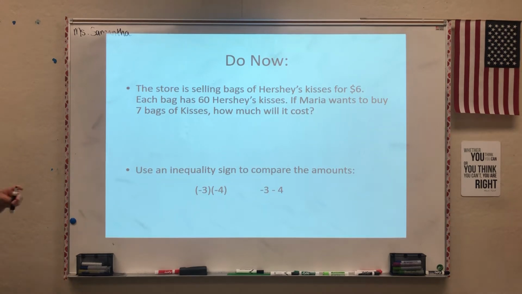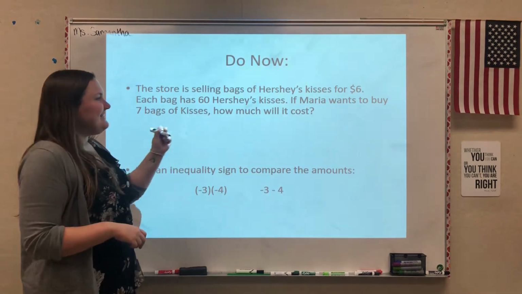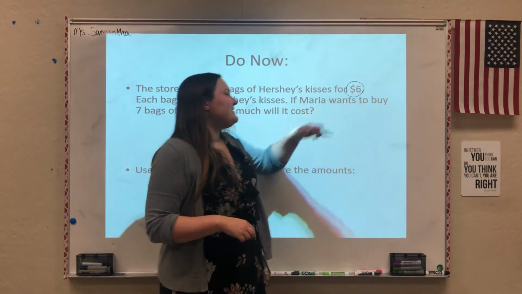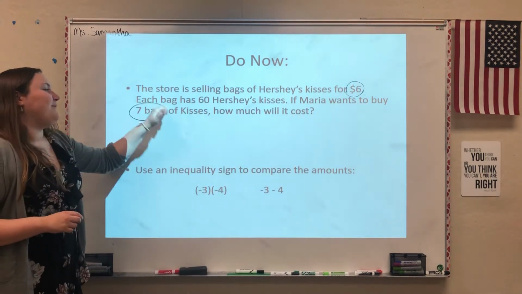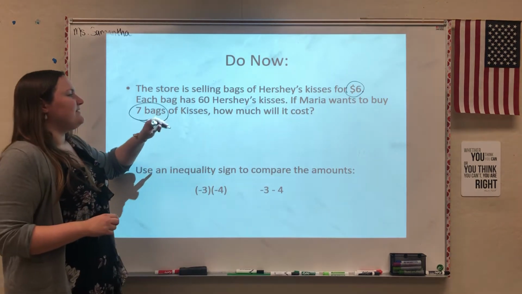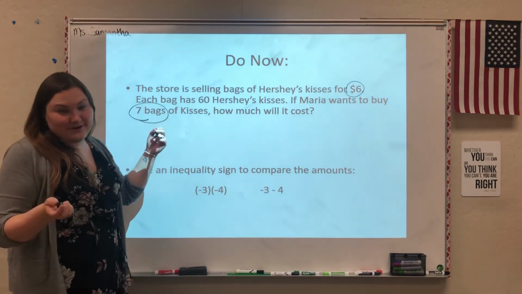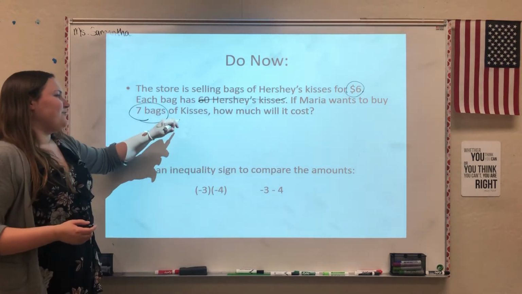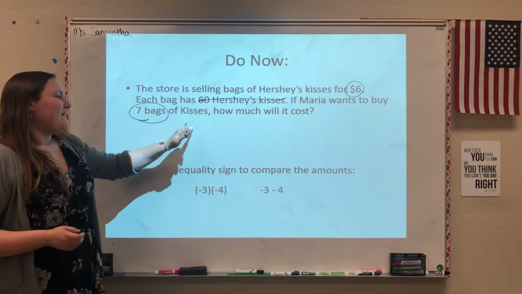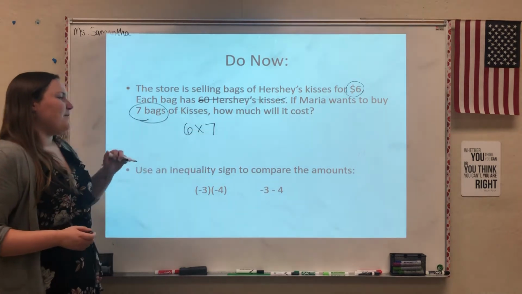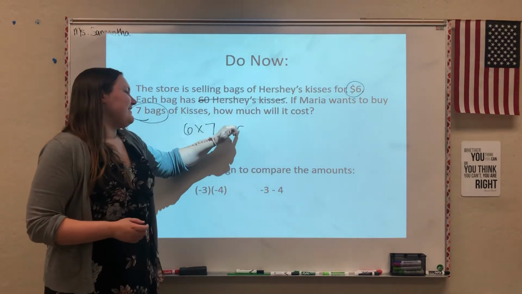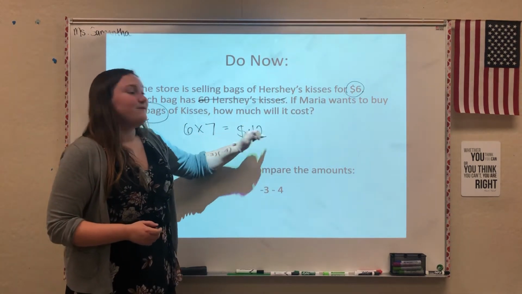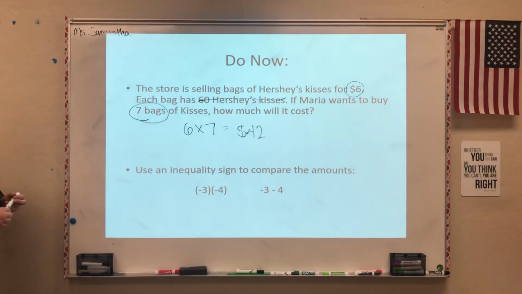All right, this one had extra information we don't need. We need to know the cost of each bag, and we need to know how many bags she's buying to figure out how much it would cost total. We don't care about how many are in each bag. To find the total cost, you would multiply the cost of one bag times how many bags she's buying and get that total cost is $42. The other question asks, use an inequality sign to compare the amounts.